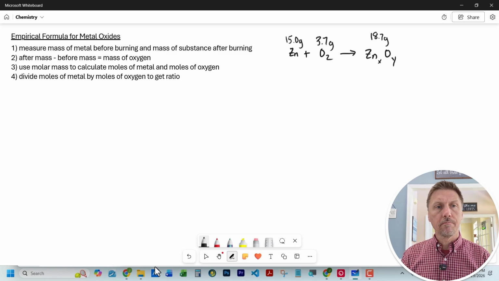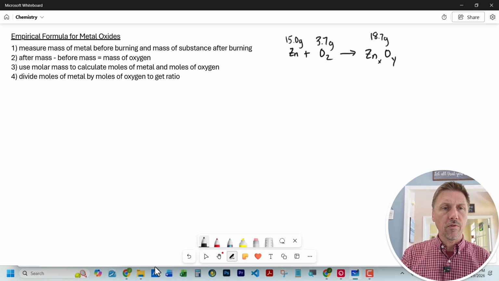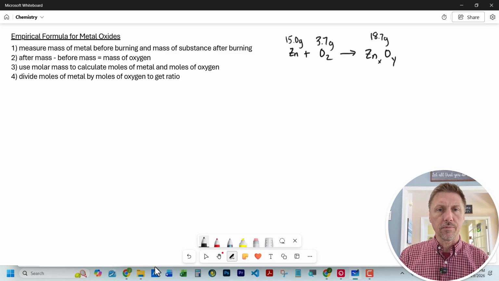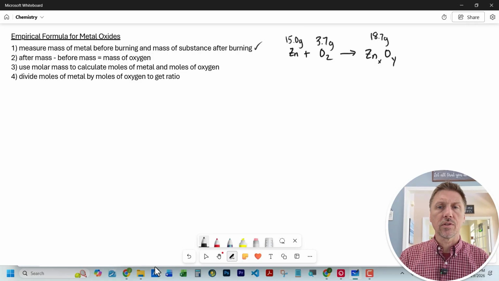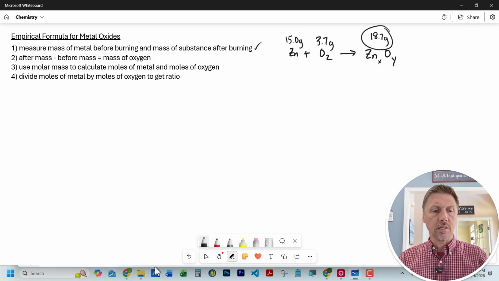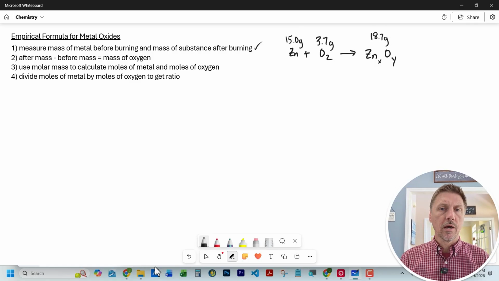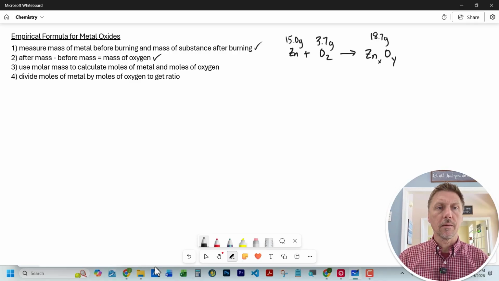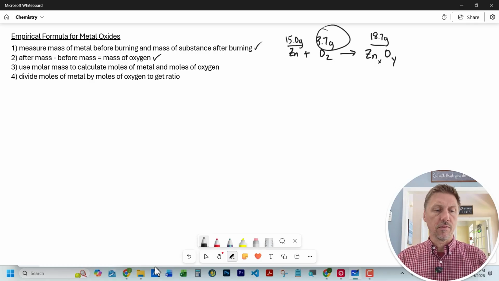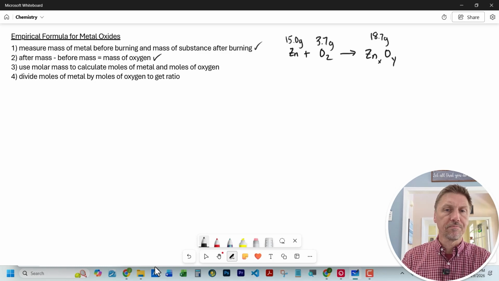And so we've already really done the first 2 steps here, right? We've measured the mass of the metal before burning. That's the 15 grams that they gave us. And we've measured the mass of the substance after burning. That's the 18.7 grams that they gave us. Also, we've done this step, right? We've taken the mass afterwards, the 18.7, subtracted from it the mass before, and that's given us the mass of the oxygen. So we've determined that as well.